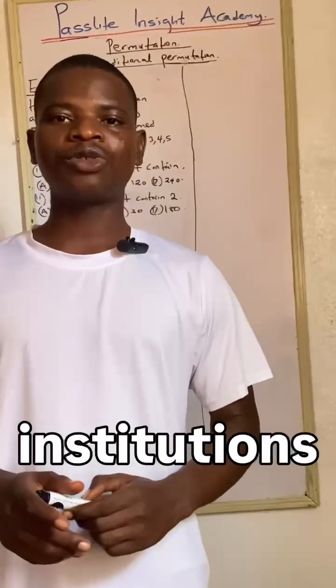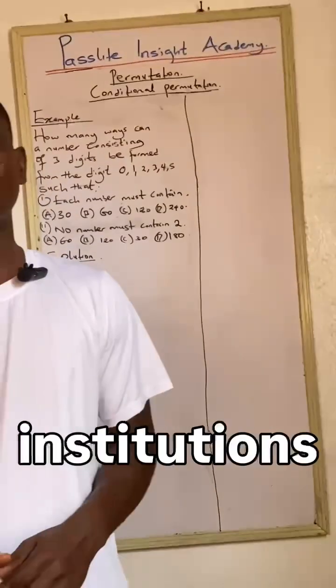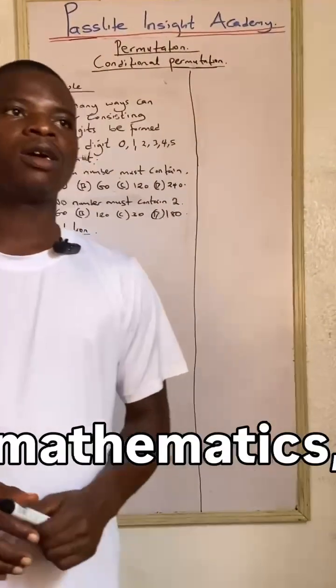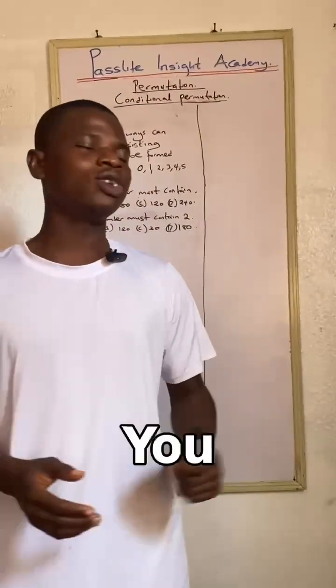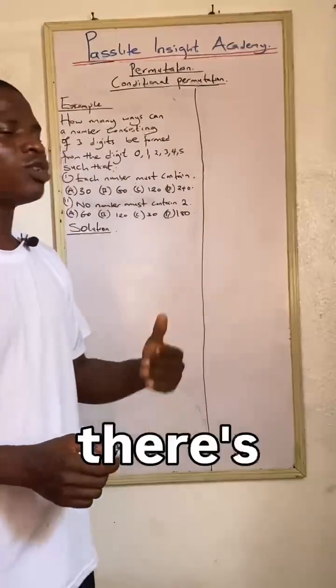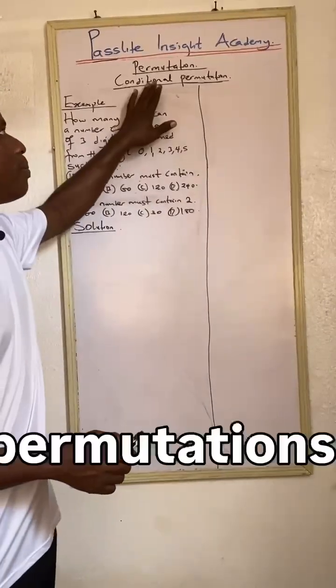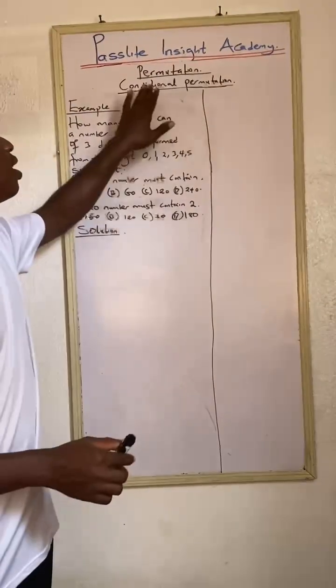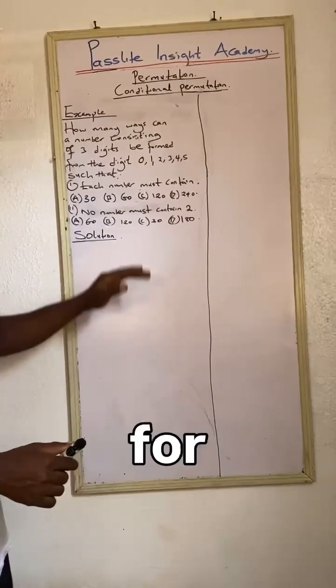If you're in higher institutions, or you are writing any post-UTME in tertiary institutions that require mathematics, or you register for Further Mathematics in your NECO, WAEC, JAMB, you need these particular topics on the board. It's very, very important. They will set questions like advanced maths, and they will not set permutations, most especially conditional permutations. So look at the question we're having for today.